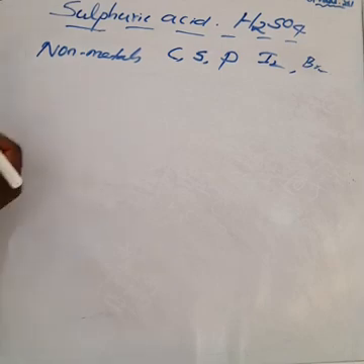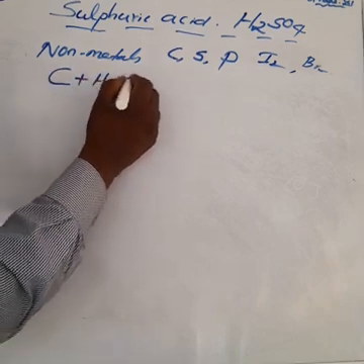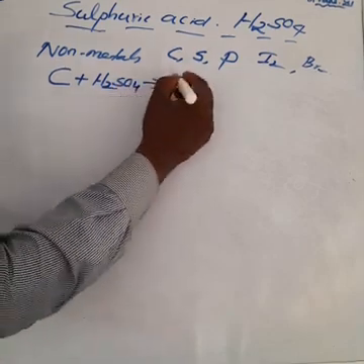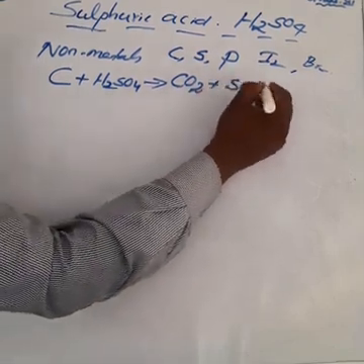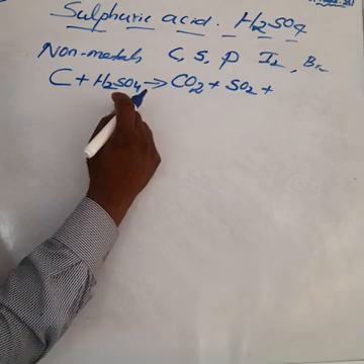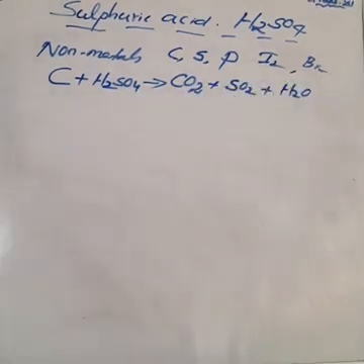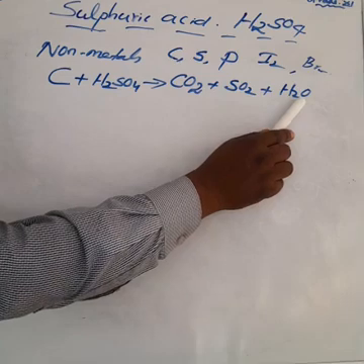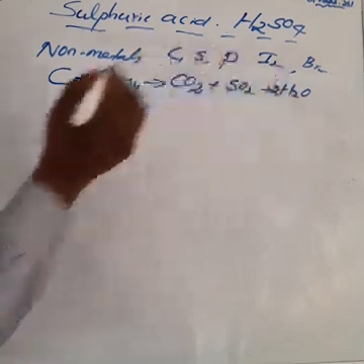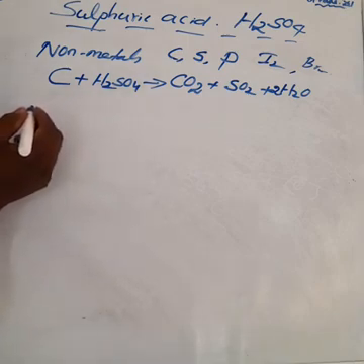Let us write the equation. Carbon reacts with sulfuric acid, we get carbon dioxide CO2 plus sulfur combining with oxygen, we get sulfur dioxide, plus hydrogen combining with oxygen, we get water molecules. How can you balance the equation? On the product side, sulfur dioxide 2, carbon dioxide 2, that is okay. But water has only one oxygen, so make it 2 water molecules. Now the total oxygen is 2 plus 2 plus 2, that is 6.